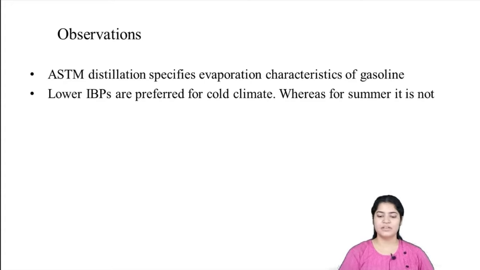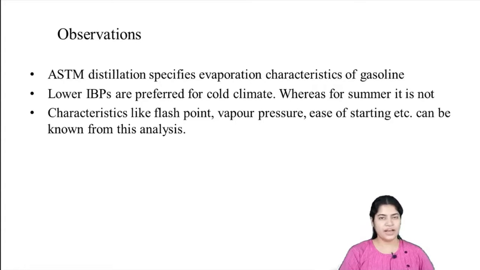Whereas in summer, we don't need high vapor pressure. In summer I don't need my fuel to vaporize very early because the temperature is already high. If I add volatile component to a very high limit in the blend, there will be chances of losses also. So characteristics like flash point, vapor pressure, ease of starting, etc. can be known from this analysis.